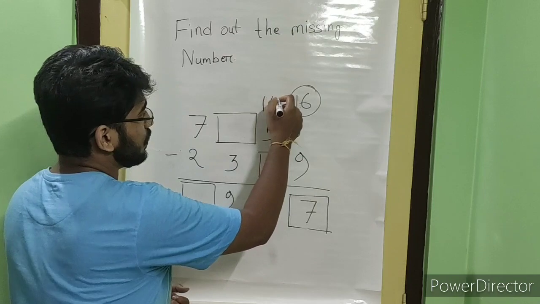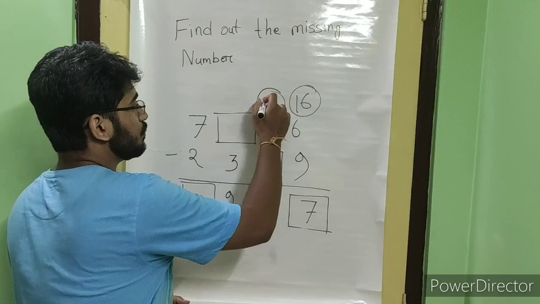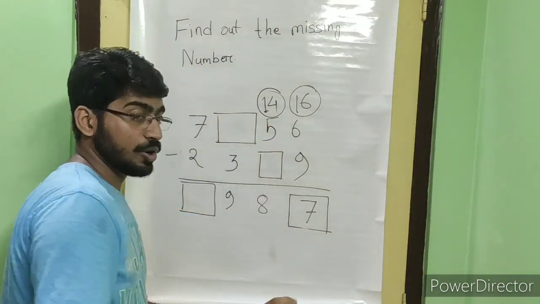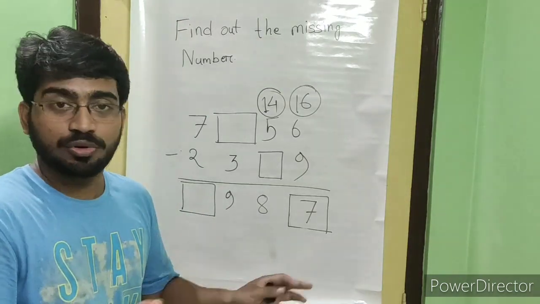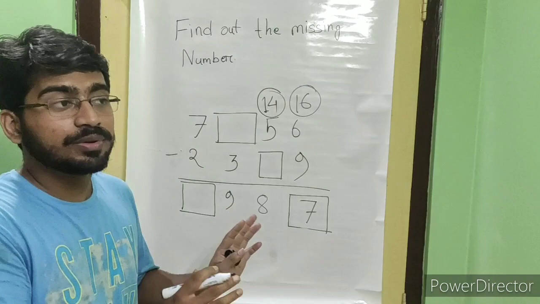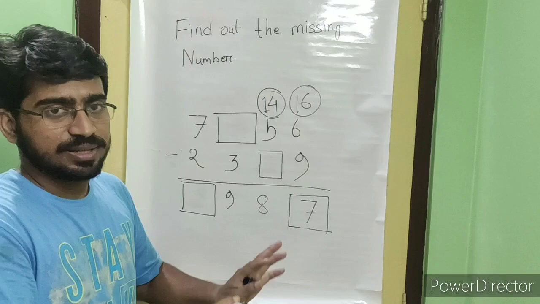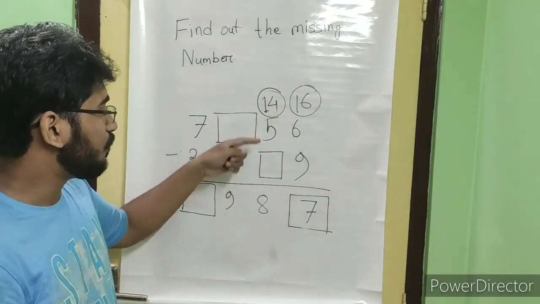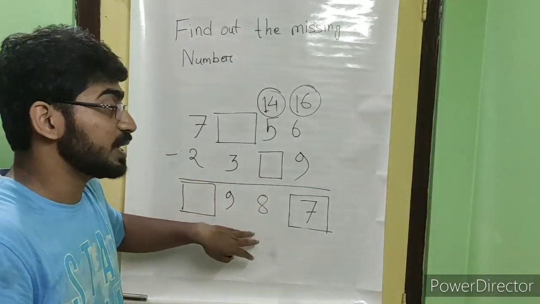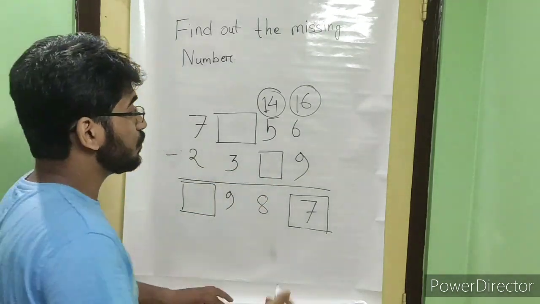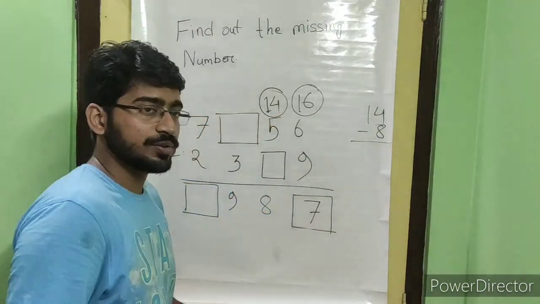So what will be the answer? Let's check it. We will again borrow 1 from its previous number, though we don't know what the previous number is. We will borrow 1, and this number we will find later. So let's do it. 14, which number will be subtracted to make it 8? How to find it? We will do the subtraction here. 14 minus 8.